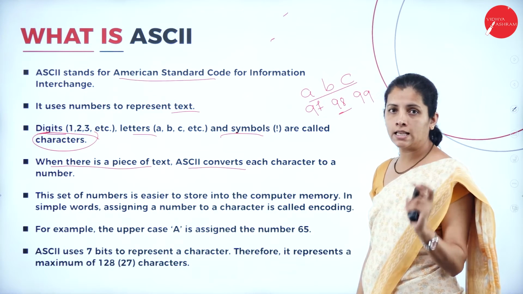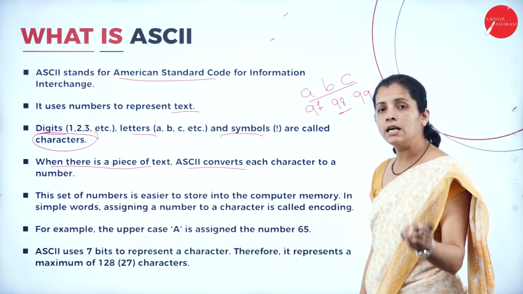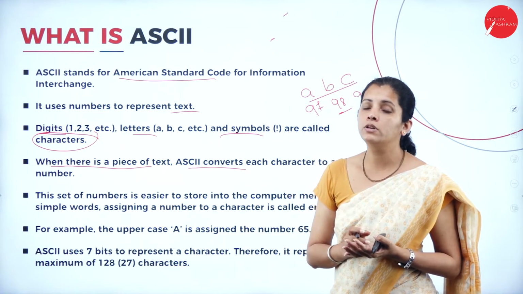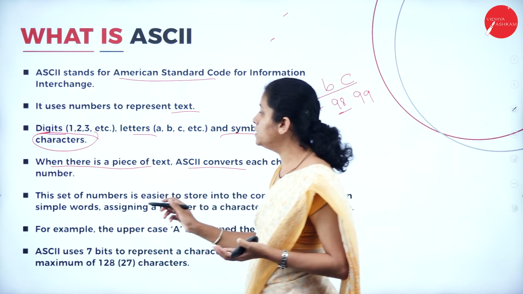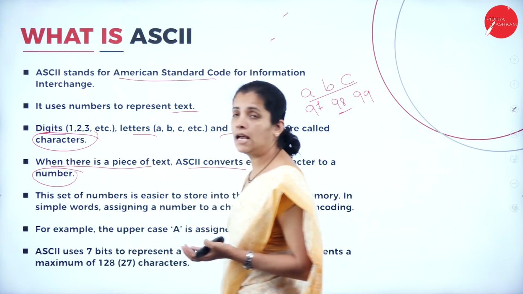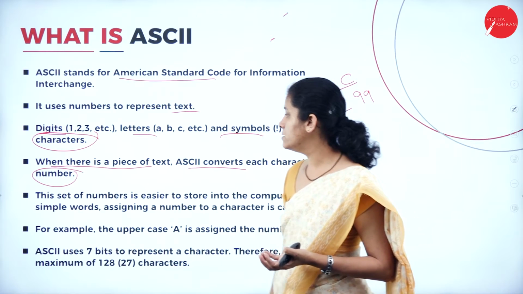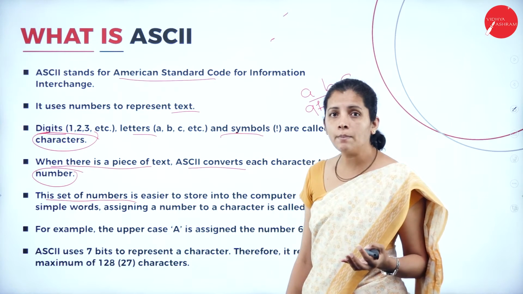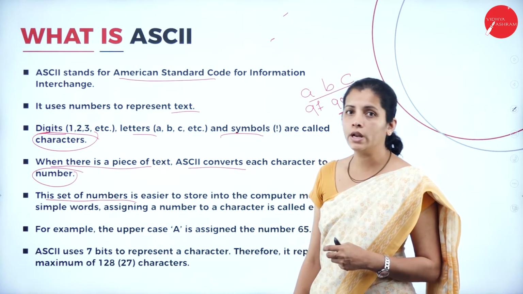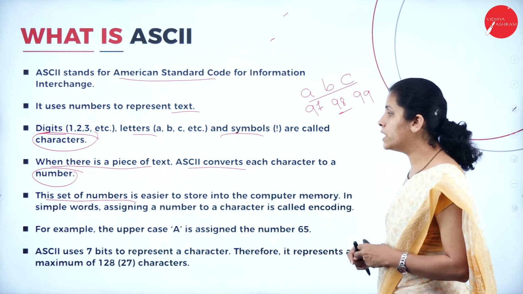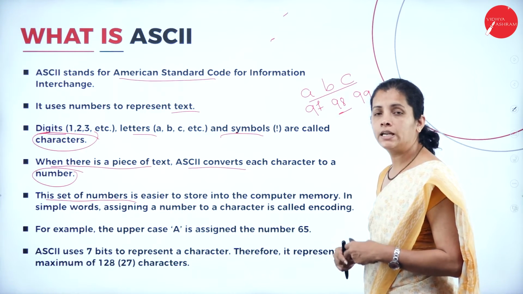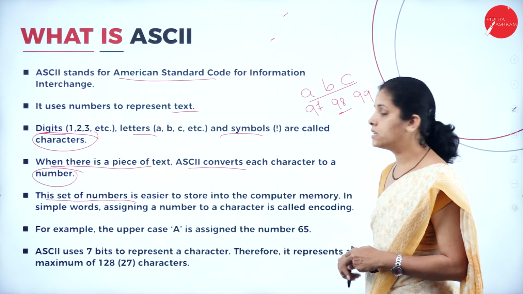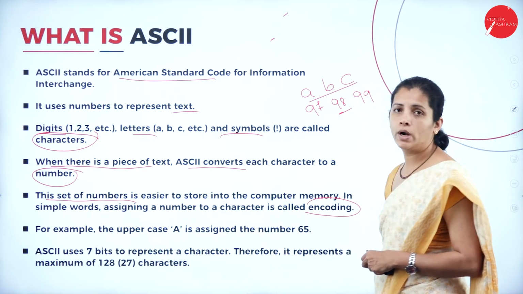Whatever text or character I type must be converted into numbers, and it is known as ASCII representation. These numbers are very easy to store in computer memory. Assigning numbers to any word or character is known as encoding.